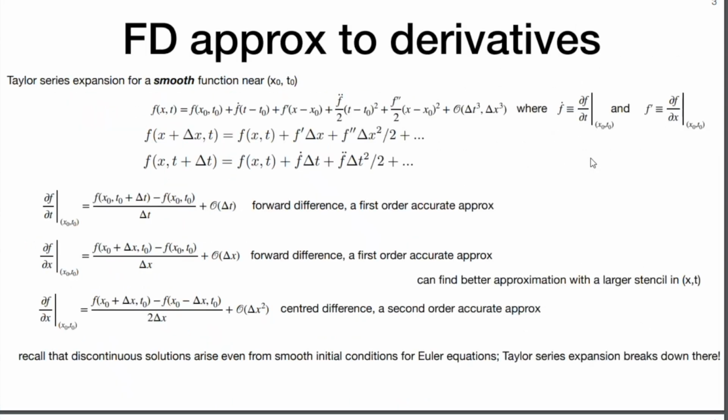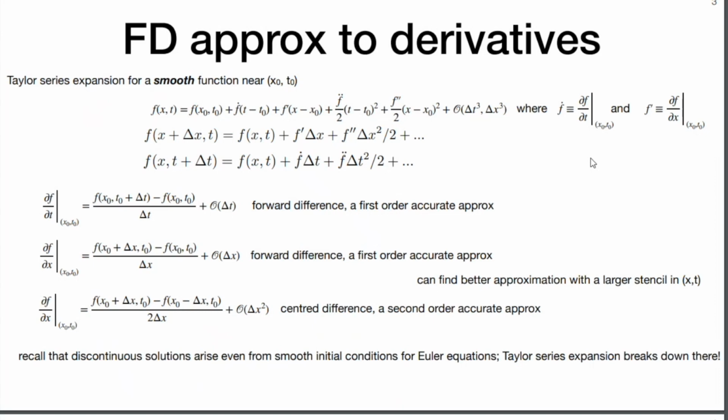So, the finite difference approximation to derivatives. And this is all extremely simple in this approach. It is based on the Taylor series expansion of a function f near some x naught, t naught. Remember that Taylor series breaks down at a discontinuity. That's why the finite difference methods are not as successful in dealing with shocks and such. At a discontinuity, the derivatives are infinite. But anyway, let's see how far we can go with this approach.